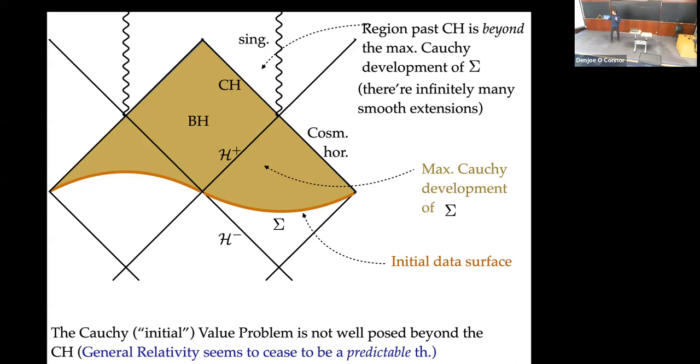There's no unique smooth extension beyond that. Your initial data does not determine what your spacetime is beyond that. So you can say that general relativity ceases to be predictable beyond that. So that's troublesome.